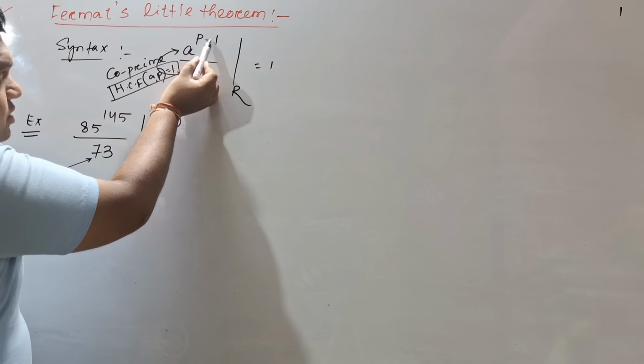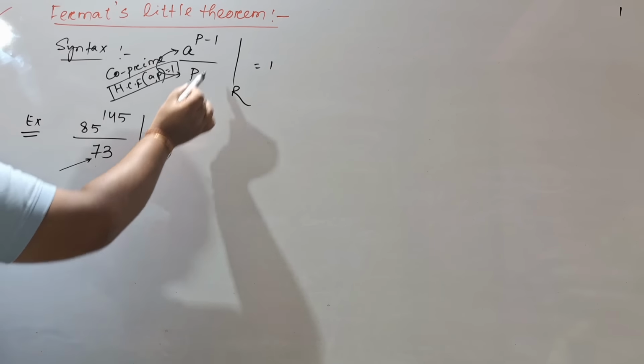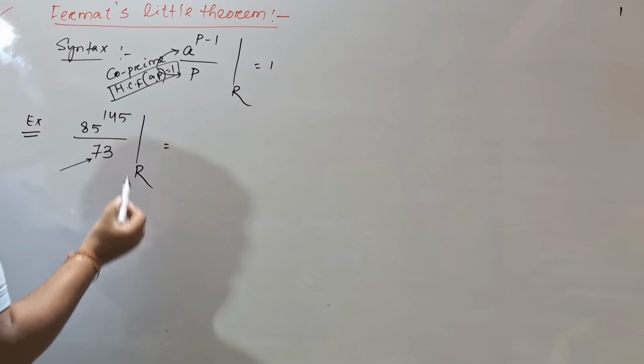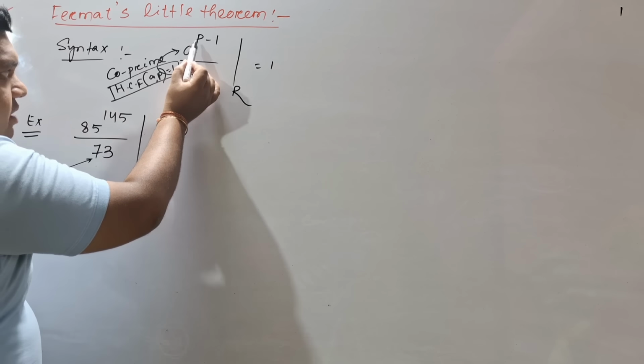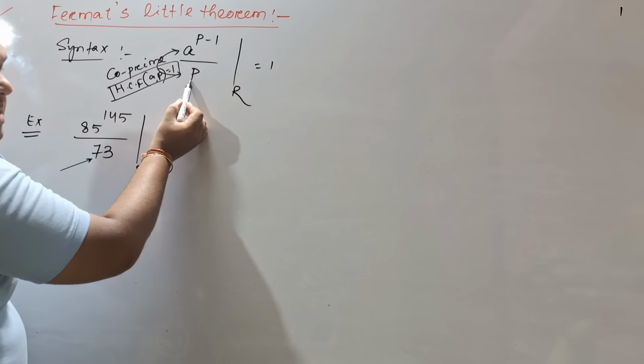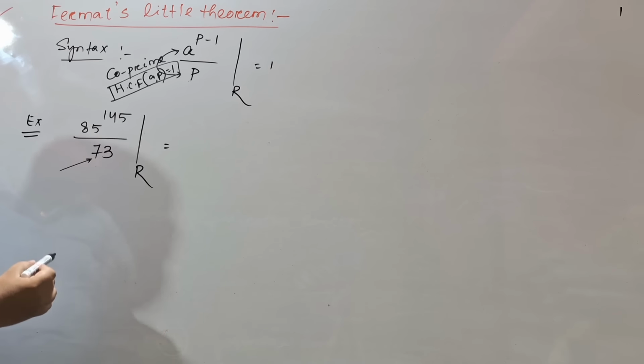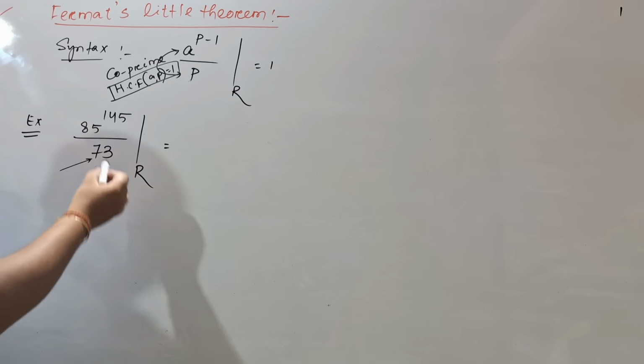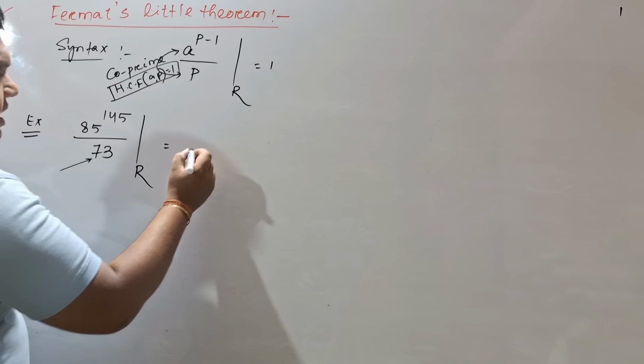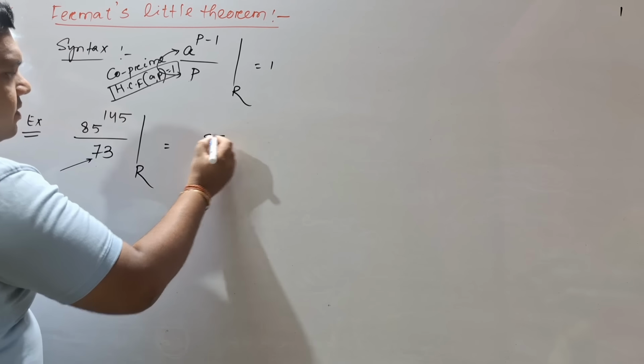If p minus 1 is present at the power, the dividend is a to the power p minus 1, where the base is a and the power is p minus 1. Whatever the divisor is, take divisor minus 1. But here 145 is present, so I have to do a modification. I cannot apply it directly. So here I can write this as 85.